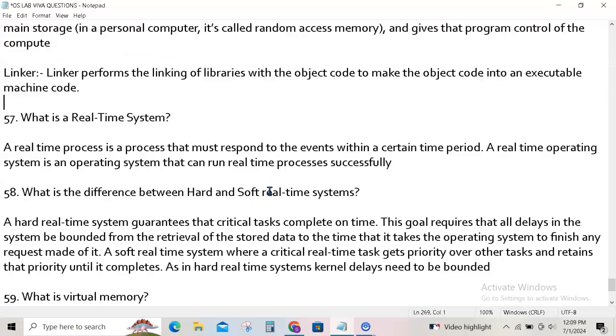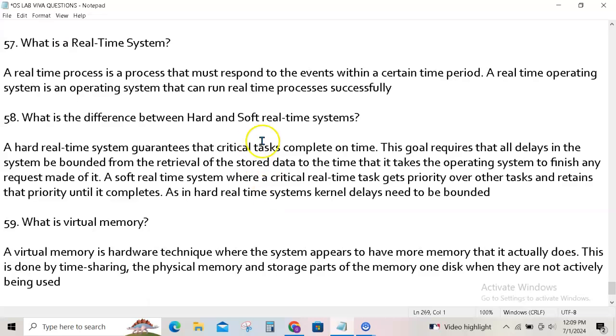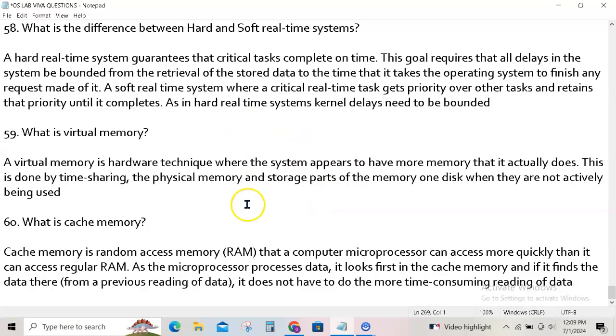Next, what are real-time systems? Real-time systems are those that have rigid time requirements and can be used to run real-time processes. Know the difference between hard real-time and soft real-time. Next is virtual memory. Virtual memory is a hardware technique where the system appears to have more memory than it actually does. This can be done by time sharing physical memory and storing pages on disk when they are not being used.